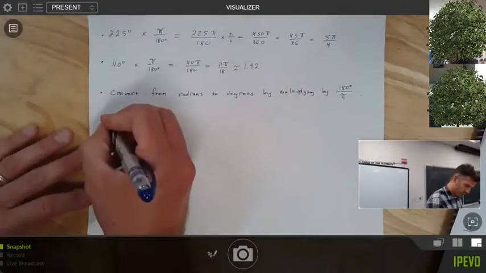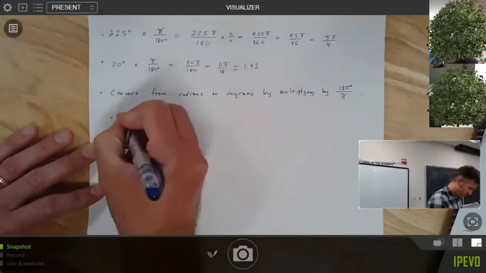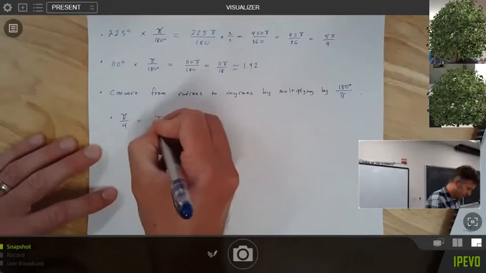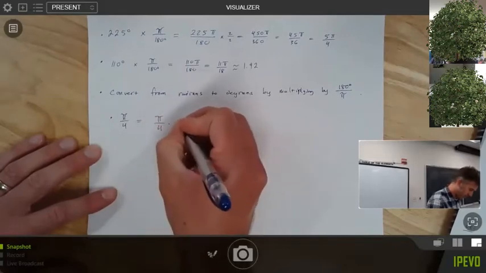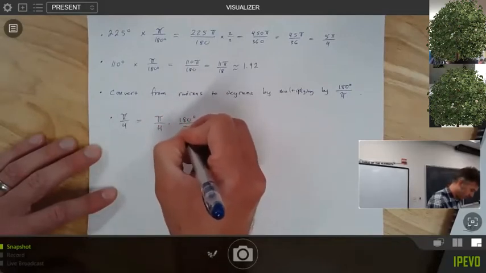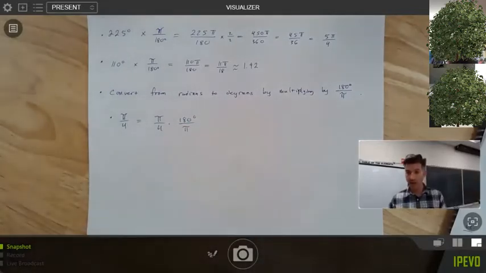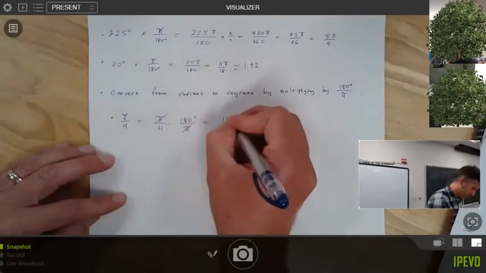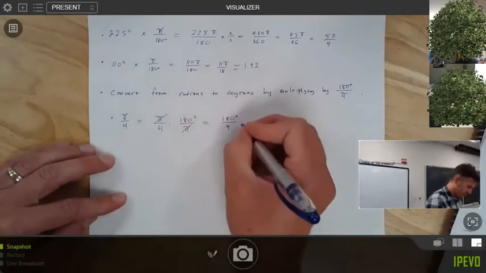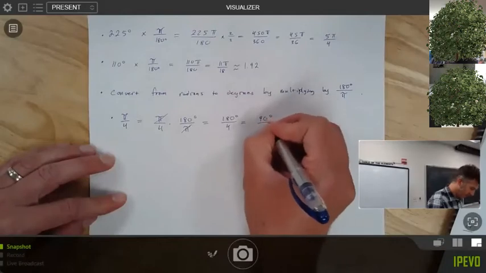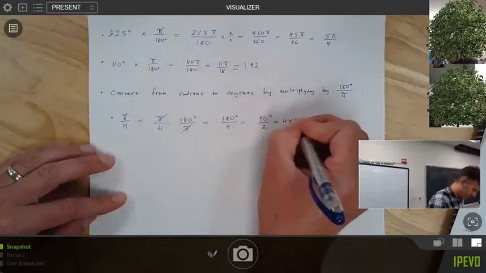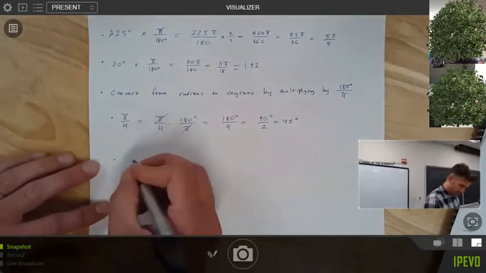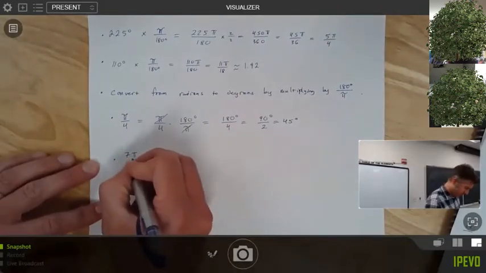So for example, we could convert pi over 4 radians to degrees. And we're going to do that just by multiplying by 180 degrees divided by pi. A lot of the time, the pi's will just cancel. So that's 180 degrees divided by 4, which is 90 degrees divided by 2, which is 45 degrees. Or maybe we have something more interesting like 7 pi over 6.